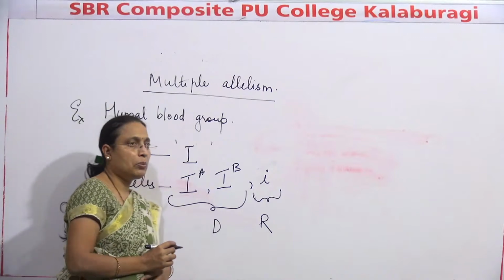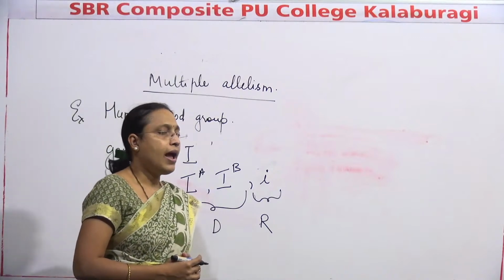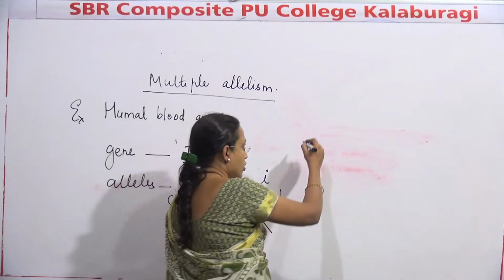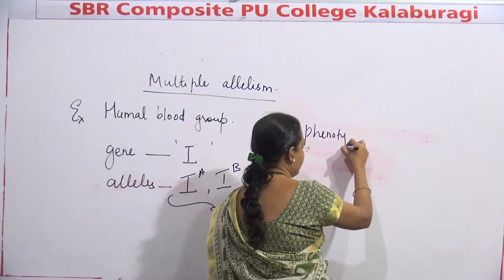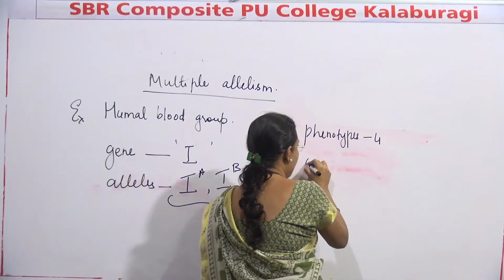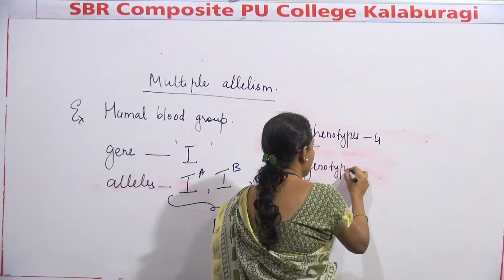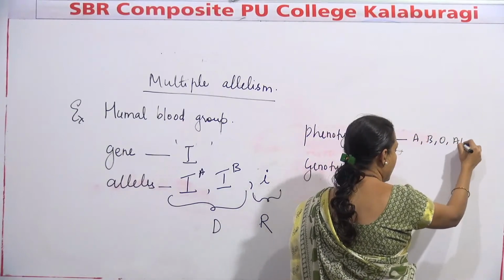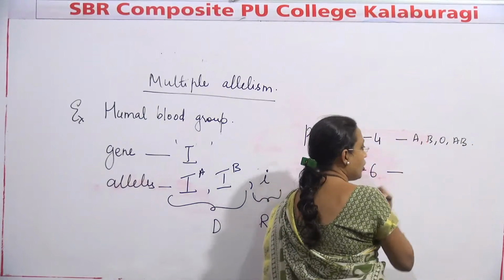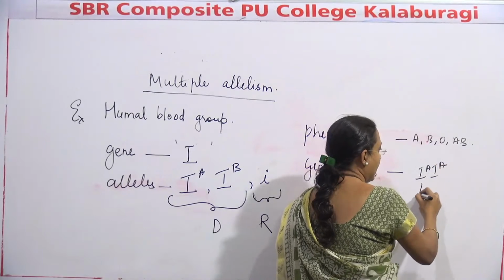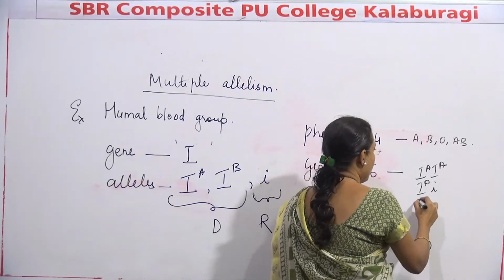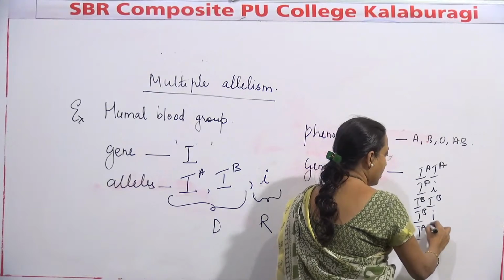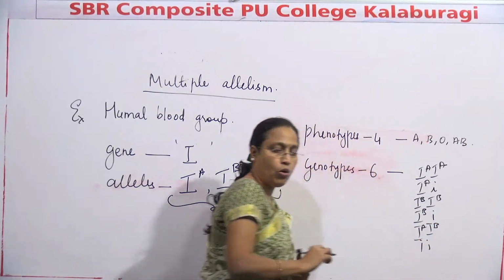Based on this, there are 4 phenotypes in the human blood group and 6 genotypes. So the number of phenotypes in human blood group is 4, whereas the number of genotypes is 6. The 4 phenotypes are A blood group, B blood group, O blood group, and AB blood group. The genotypes are homozygous A, heterozygous A, then homozygous B, heterozygous B, AB, and lastly the O blood group.